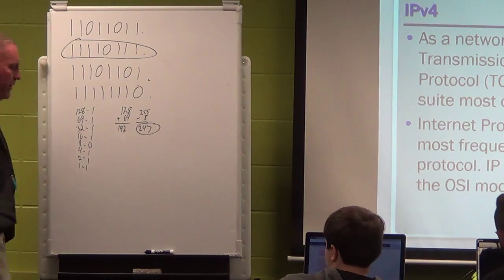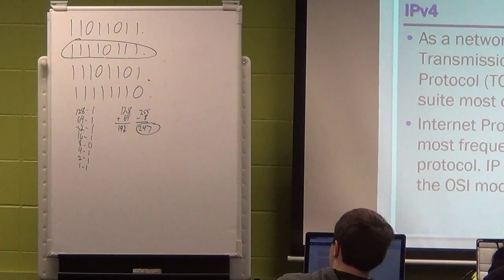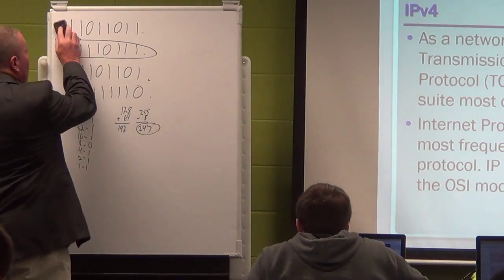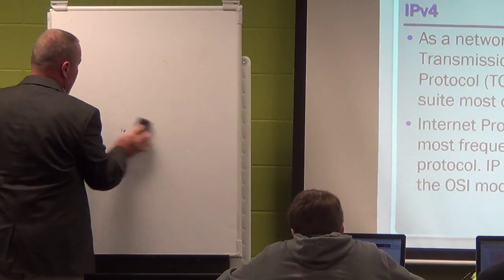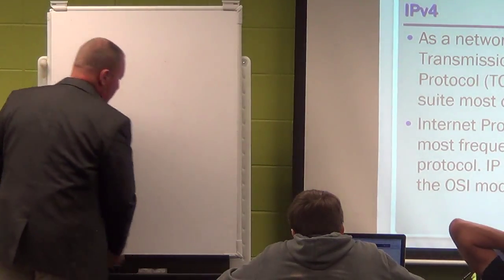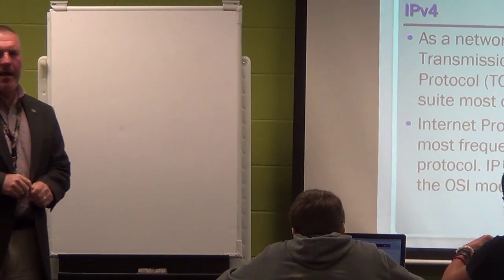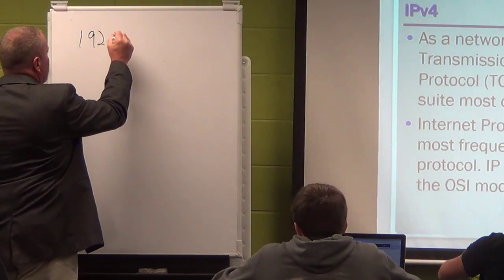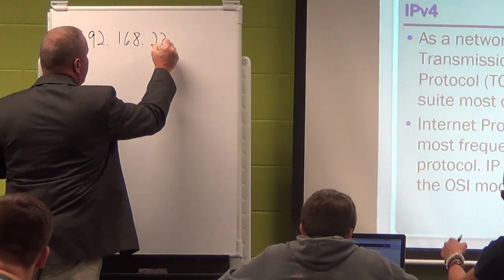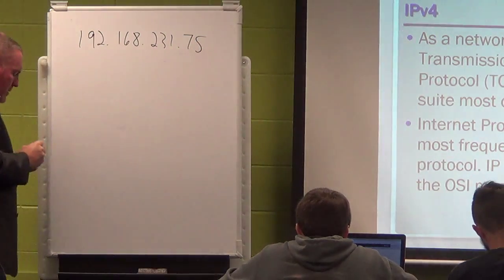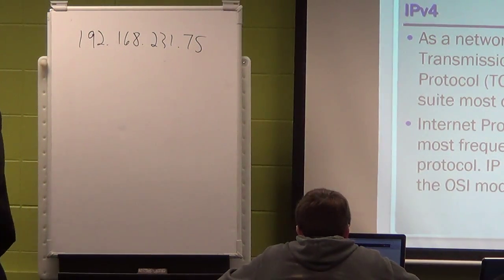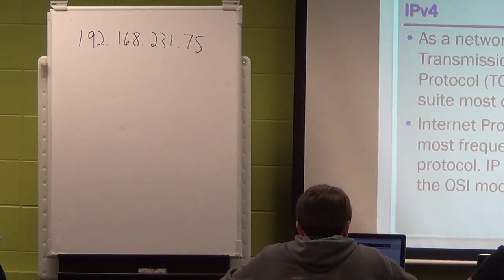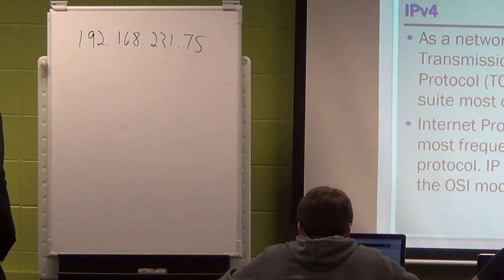Everybody understand? Okay, so here's what I want you to do. Get out a piece of paper or get on your computer, I don't care which. Doesn't matter, whichever's easiest. Okay, on your own, not with a partner. I want you to convert the following IP address to binary format. 192.168.231.75. And then I want you to leave it up so that I can see it.